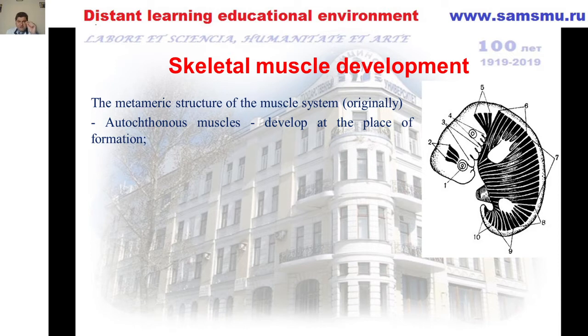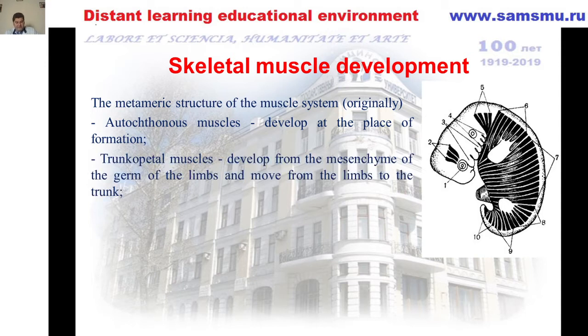The autochthonous muscles developed at the place of formation. It's very important. This is how the muscles of the trunk and head developed, such autochthonous muscles. The mesenchyme is involved in the formation of the muscles of the limbs. Moreover, during the formation of the limbs, there is a displacement of the formation areas.